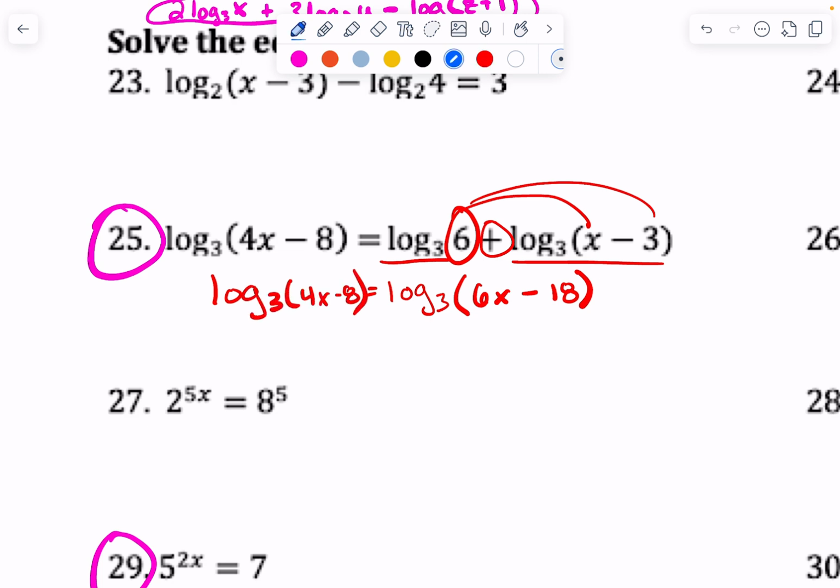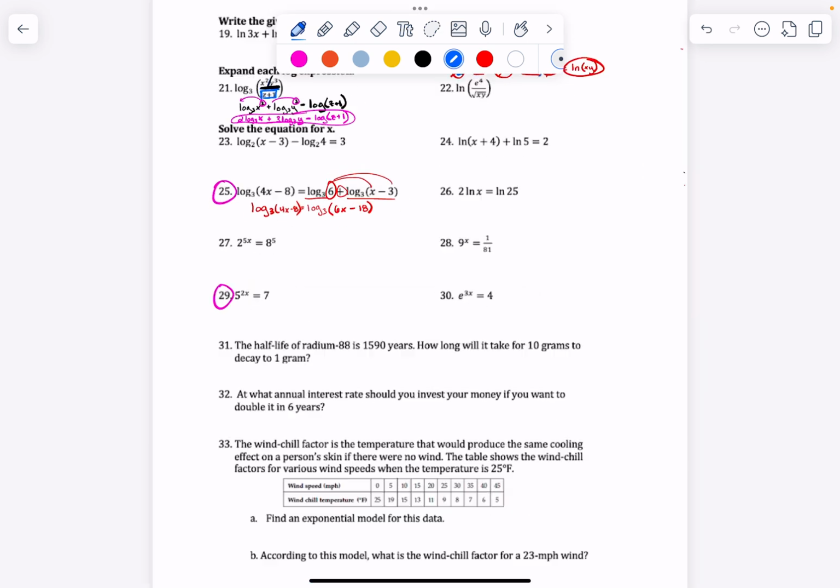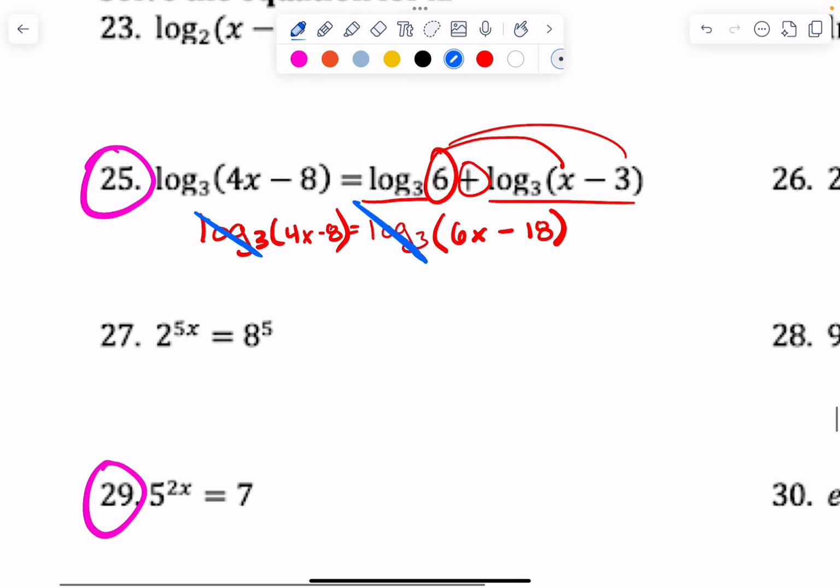Now I can cancel log and log. I have this equals this, and then I'm just going to do my algebra. So I'm going to subtract the 4x.